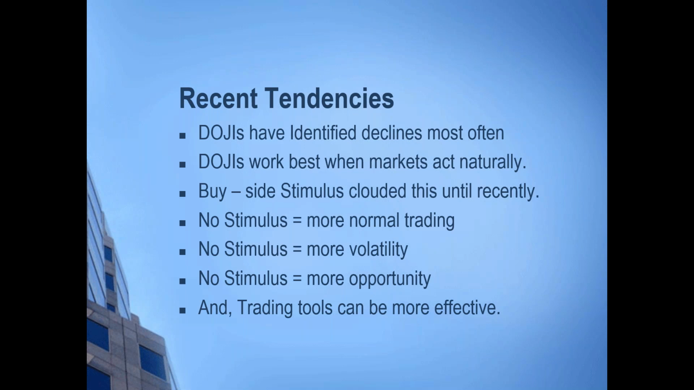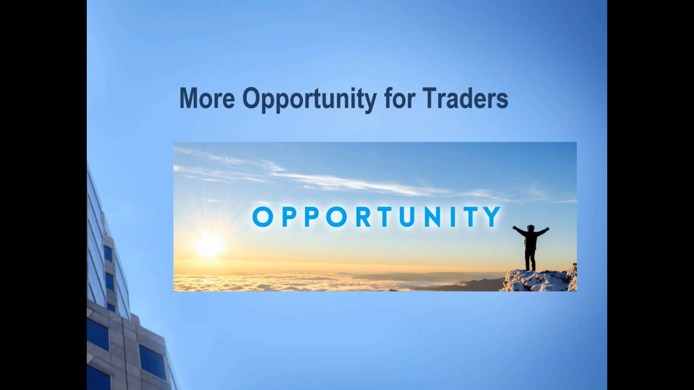That's going to happen. And if that happens, we're going to see more volatility and we're going to get more opportunity, and trading tools like doji patterns are going to be effective again. That's important because they haven't been effective until recently. During stimulus, it was very hard to trade the market because the trading channels were tight, the direction was straight up, and there was virtually no volatility. But those days have changed. And with that comes our opportunity to trade.